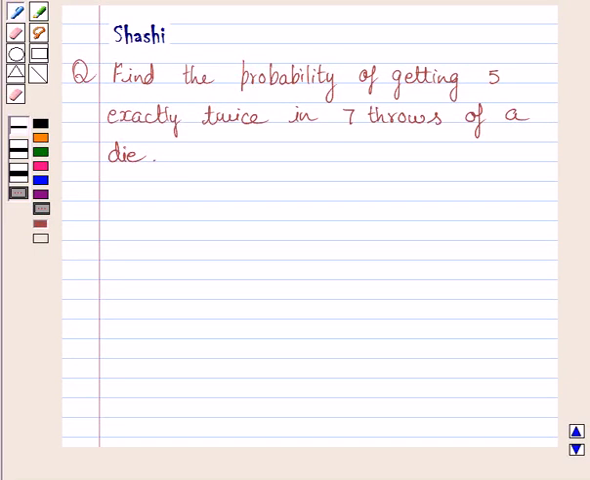Question says, find the probability of getting 5 exactly twice in 7 throws of a die. Let us now start with the solution.